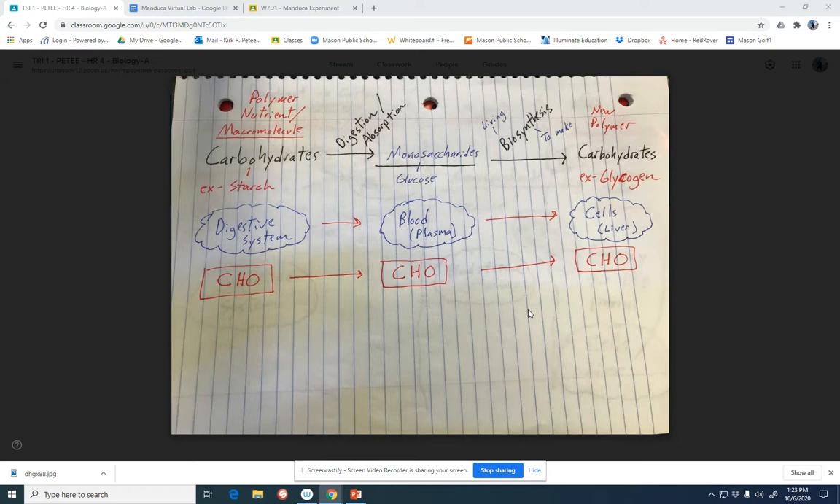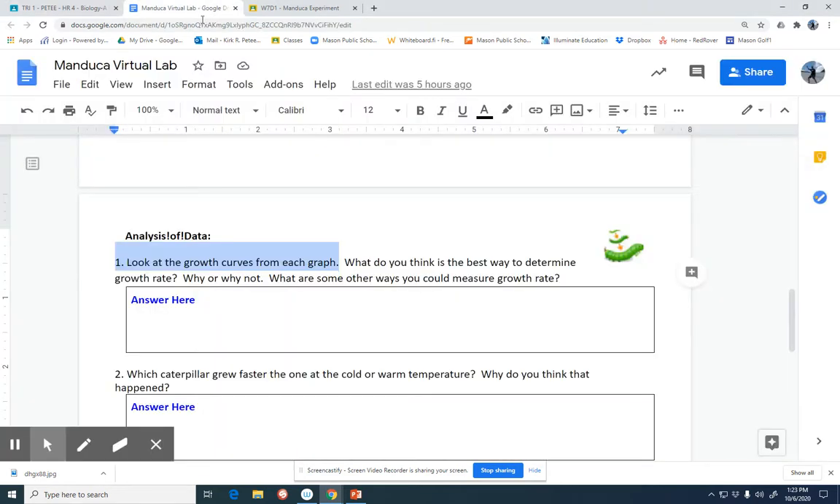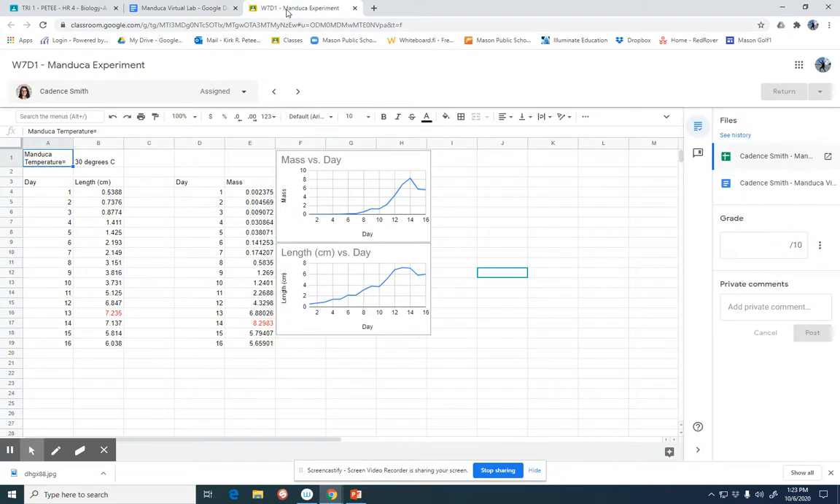After we reviewed our notes, we went into our virtual lab. In our virtual lab, one of the questions on the lab sheet that is assigned is to look at the growth curves for each graph. When we look at these growth curves, we need to look at some actual data. Here's an example of some data here where we're looking at mass versus day and length versus day.